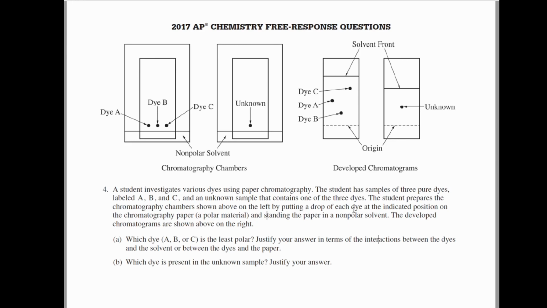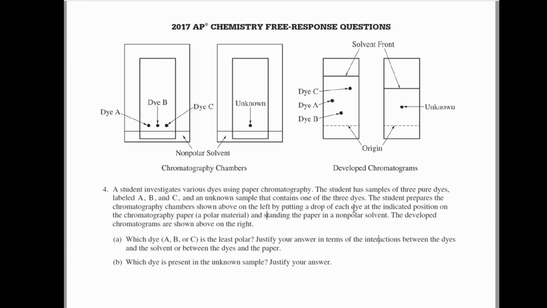With that said, you need to be able to choose and justify to get both the points available for this question. So saying dye C is the least polar because it moved the farthest would get you 1 point. And then nonpolar dyes are more strongly attracted to the nonpolar solvent would be a way to justify it. Or nonpolar dyes are least strongly retained by the polar paper.